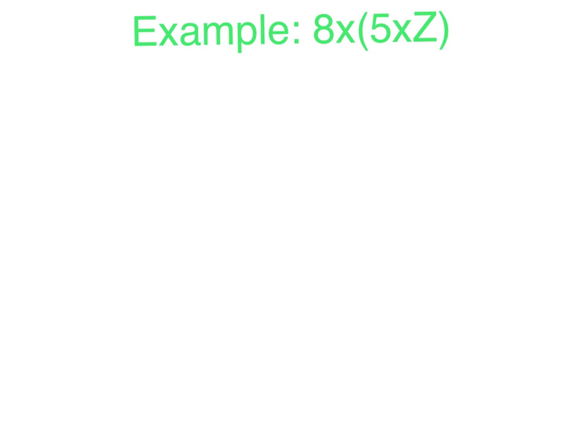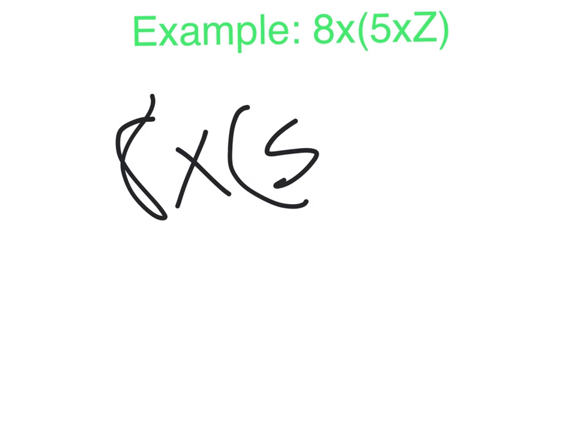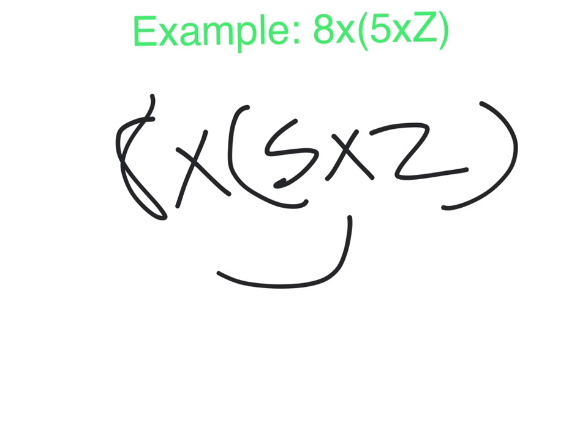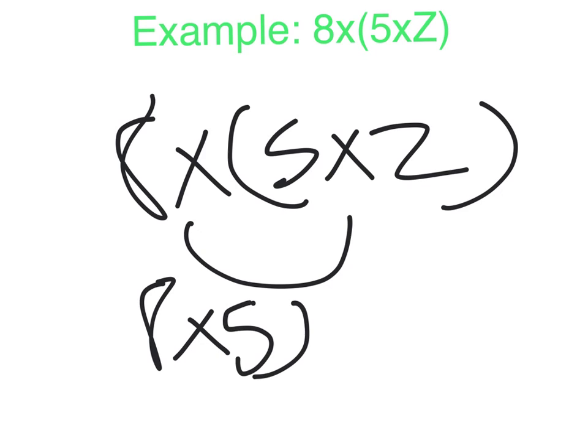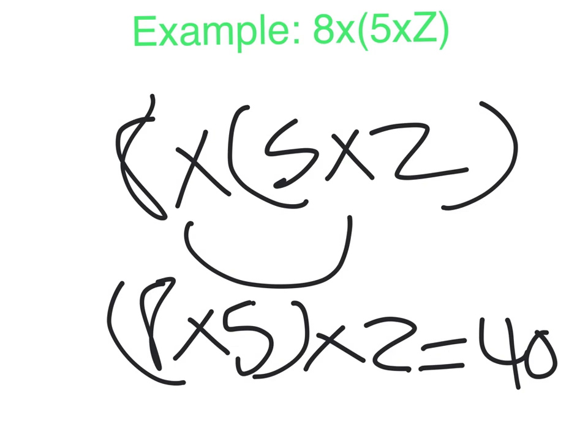A correct example of using the associative property is the problem 8 times, in parentheses, 5 times z. If you notice, you can't multiply the 5 times z because you don't know what z equals. So if you move the parentheses over to 8 times 5, in parentheses, times z, then you'll know that you can simplify it to 40 times z.